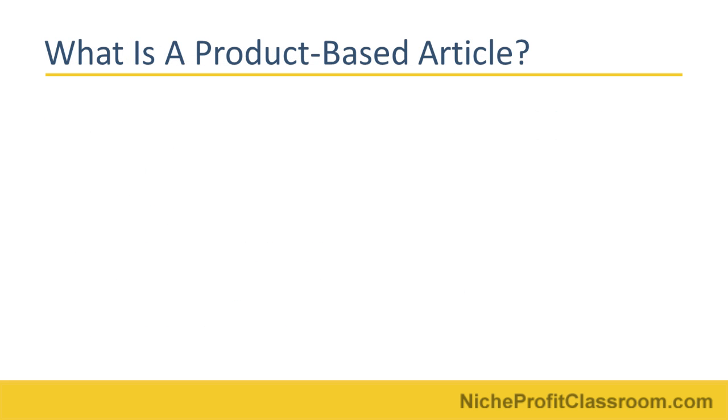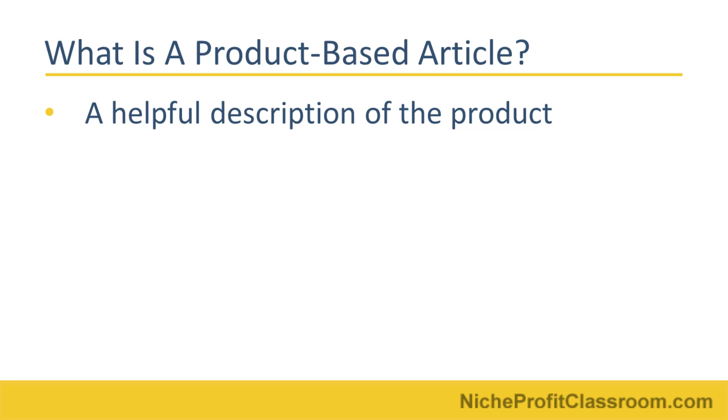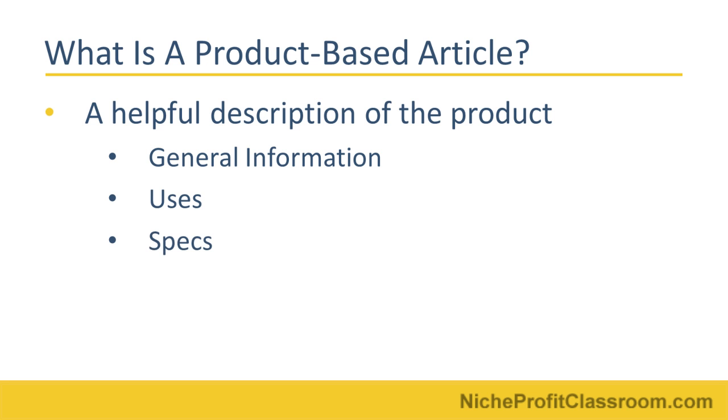So what is a product-based article exactly? Well, really it's nothing more than a helpful description of the product. That's it. It can include one or more of the following: just general information about the product, uses, specifics, benefits, and possibly user reviews. In the end, again, it's just a helpful description of the product.